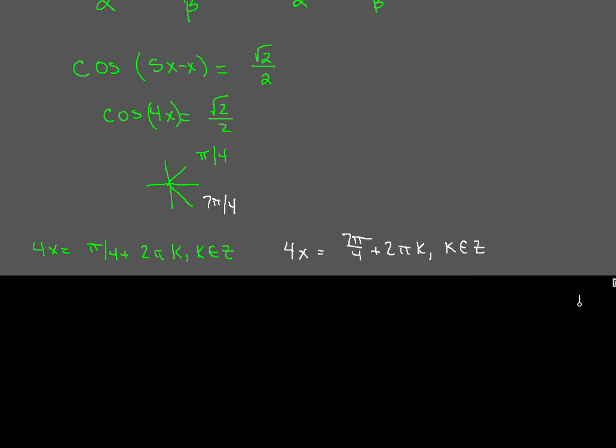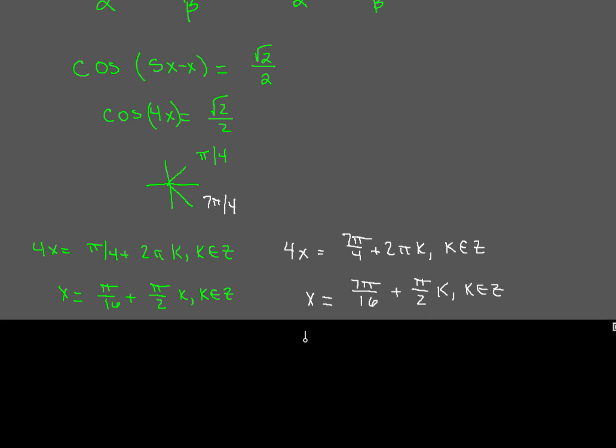All right, from here, what we're going to do is take 4x, our angle, and set that equal to each one of our values. We're going to have 4x equals pi over 4 plus 2 pi k. Again, k is an element of the set of integers, denoted by the little element symbol and then Z. And then we're going to take 4x equal to 7 pi over 4 plus 2 pi k, with k an element of the set of integers. I've got to get the x by itself, which means I've got to divide everything by 4. When you do that, that gives you this mess right here.